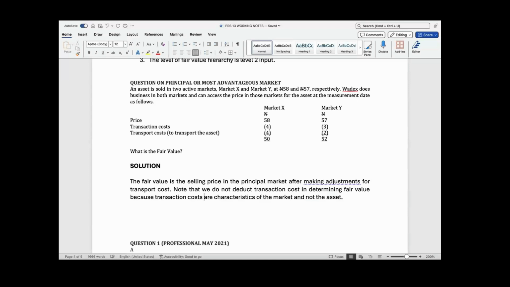And not only that, transaction cost is highly subjective. It depends on the agreement you and that person have. So we cannot allow that to be deducted from selling price, because it will greatly distort the fair value. I mean, accountants can be funny. So somebody can just say, okay, my own transaction cost in this market is 60 naira.